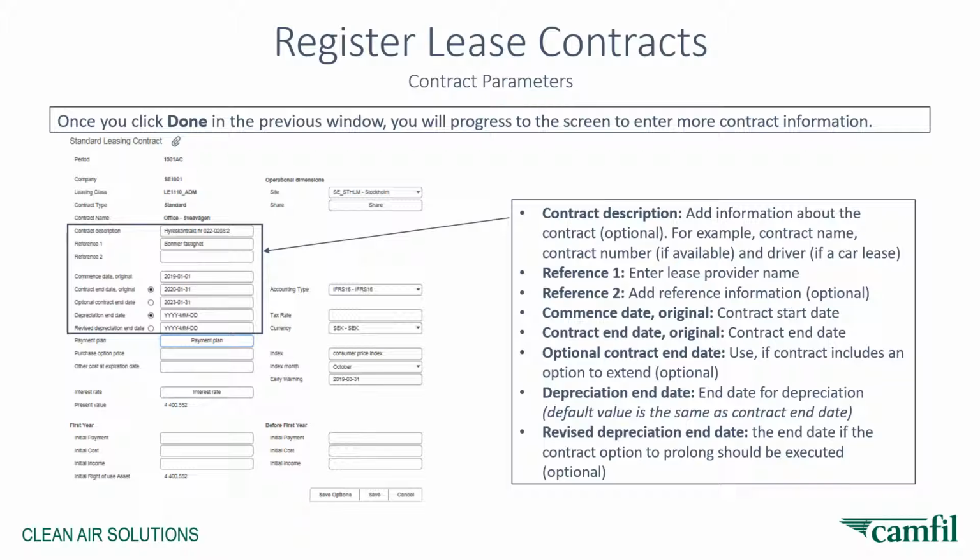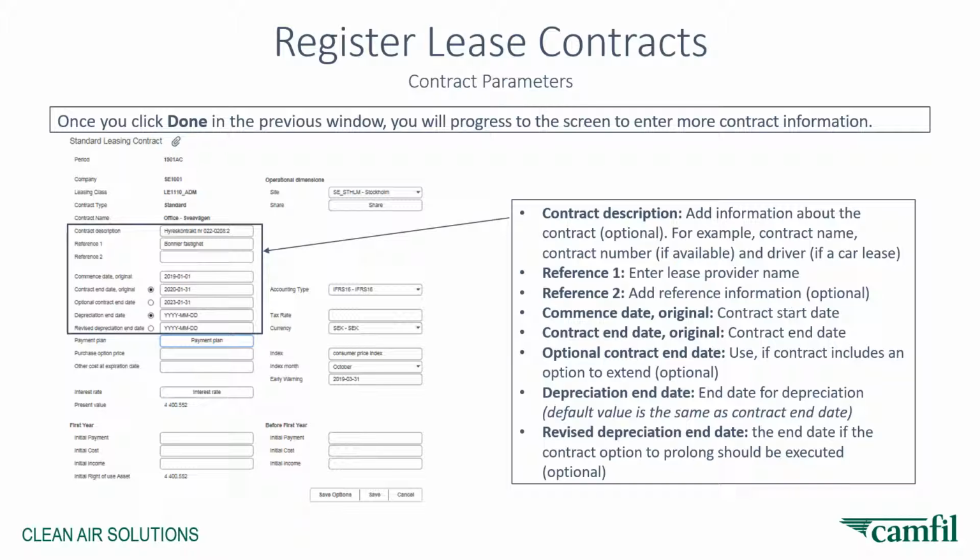When you've added all basic information, there are additional details that you should provide. Let's go through the first set of parameters in the contract template. Contract description is an optional field that you can use to add more details about the contract. For example, if this contract is for a car lease, then you can add the name of the driver here.